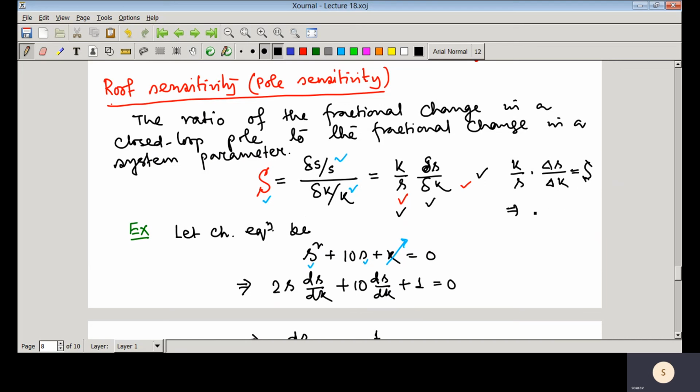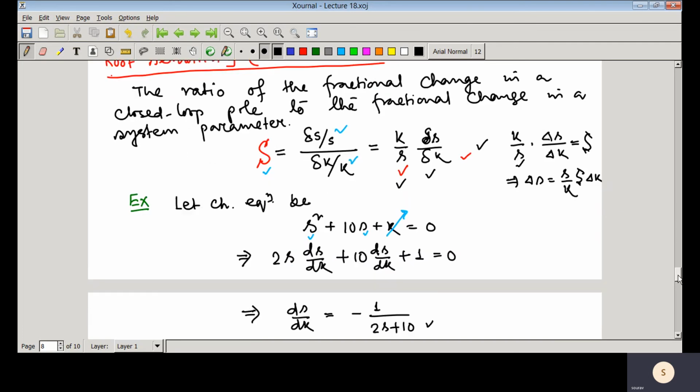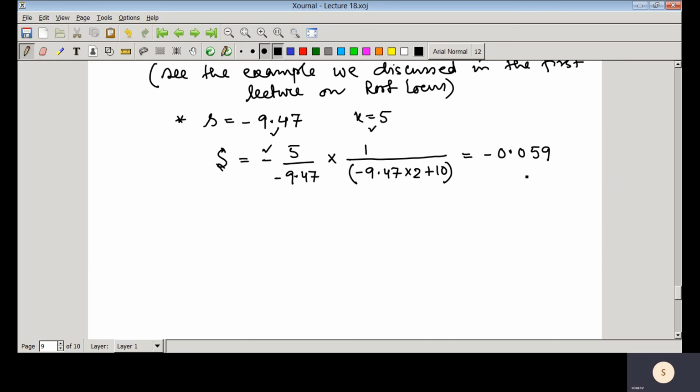Then you can find what would be the change in that root, that is delta S equal to small s by K, that root sensitivity, into delta K. So this is that root sensitivity. Now we are interested to find what would be the change in the delta S. So that would be that root sensitivity into small s by K into delta K.